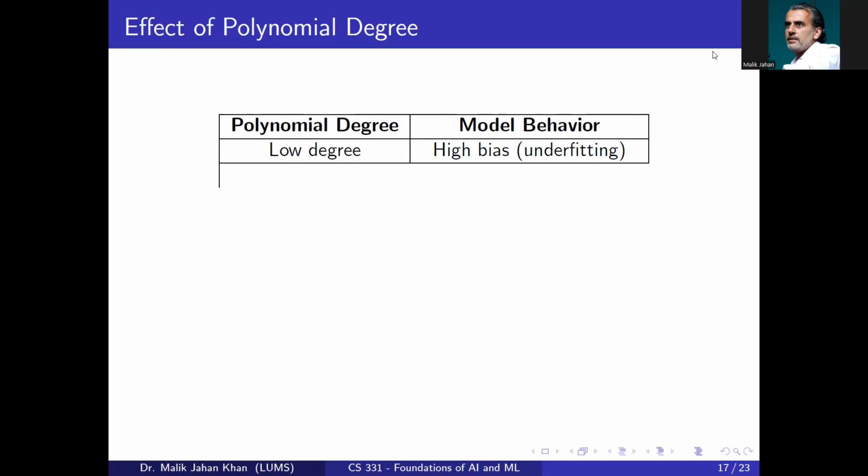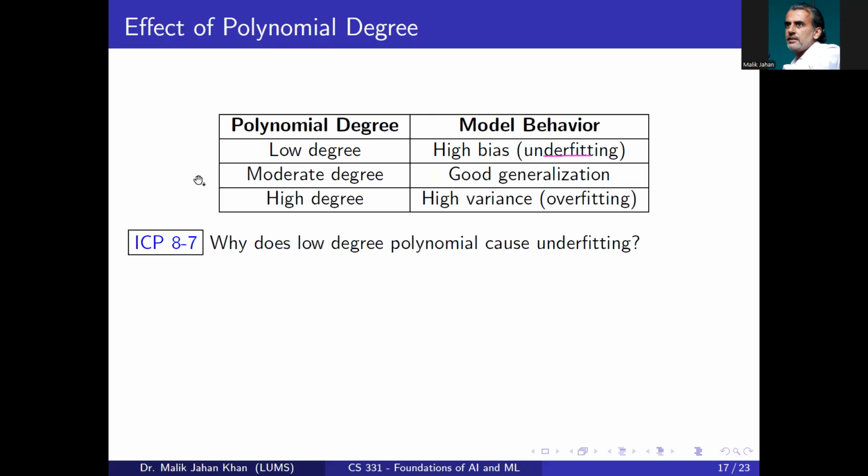Okay. So let's study the effect of the polynomial degree. If your polynomial degree is low, if it's a simple model, we've seen that it may take us to the situation of high bias or underfitting. If it's a moderate degree, that's a good generalization. If it's a high degree, that's a high variance, that's overfitting. So again, our task as a machine learning engineer would be that we somehow need to create a balance within the complexity of the model. As you induce more complexity, that means we are moving towards a higher degree of polynomial. So we need to manage a moderate degree.